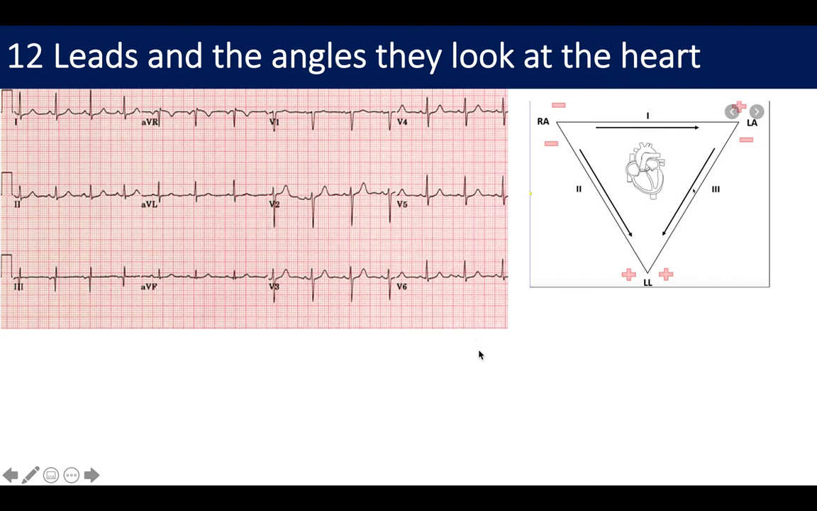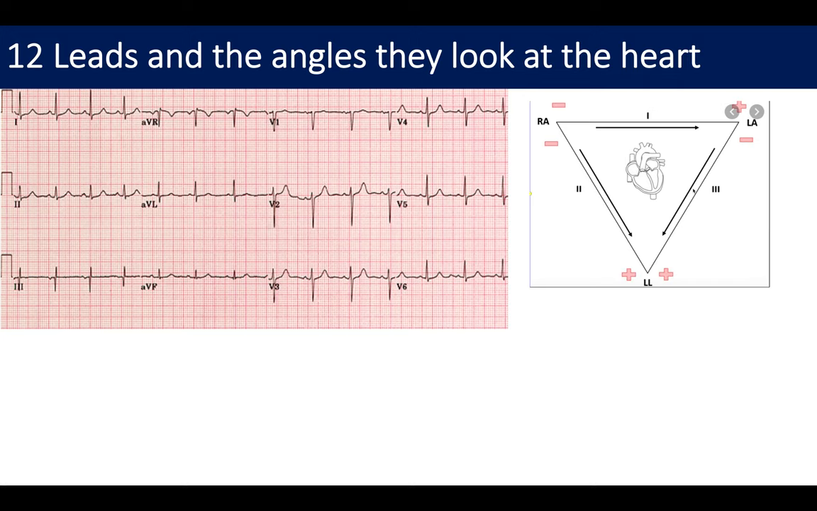Leads 1, 2, and 3 are known as the bipolar leads, the limb leads. Lead 1 goes from the right arm to the left arm, from negative to positive. Lead 2 goes from the right arm to the left leg, negative to positive again, and lead 3 goes from the left arm to the left leg, again negative to positive. These then go on to form Einthoven's triangle.